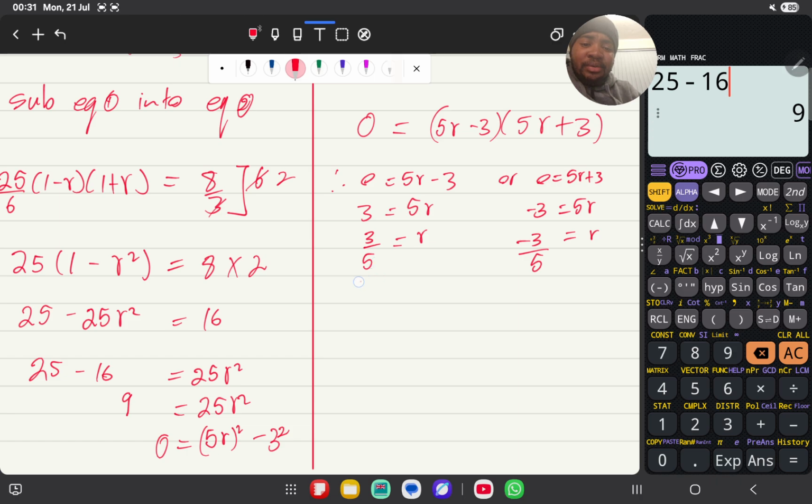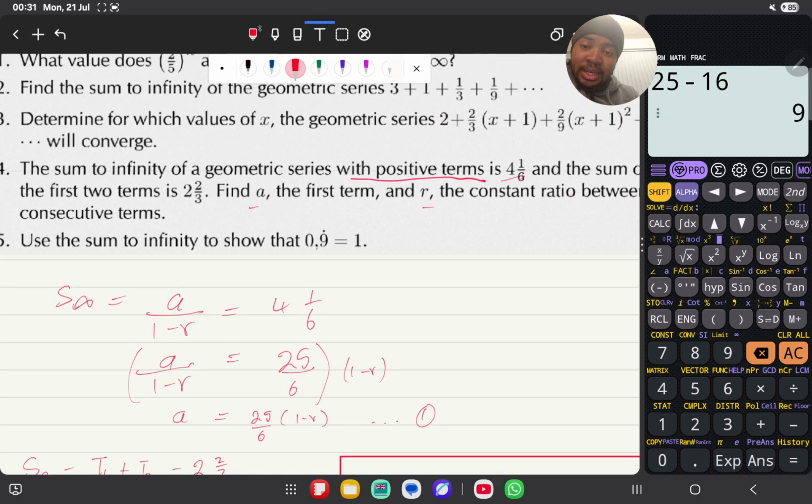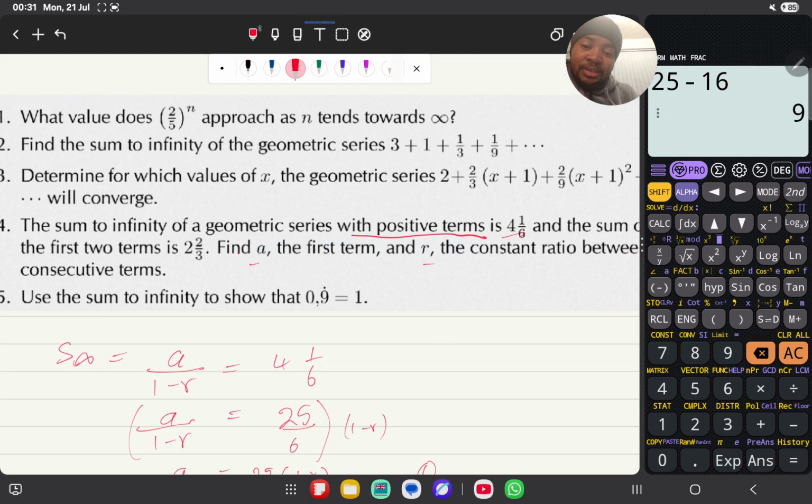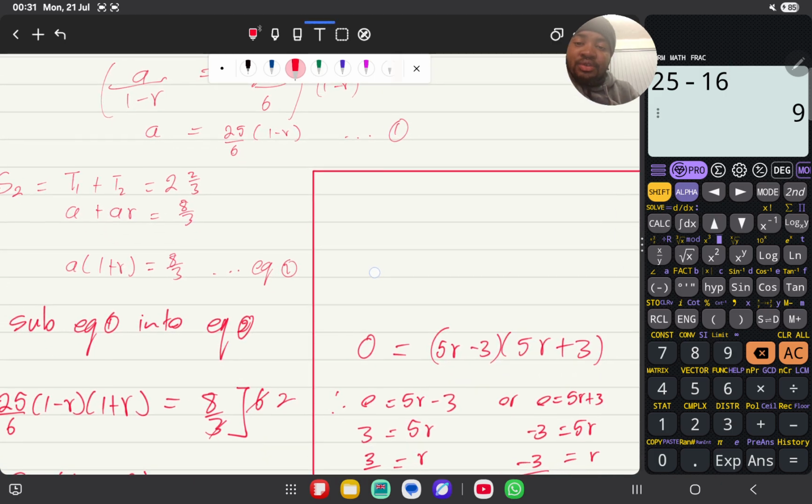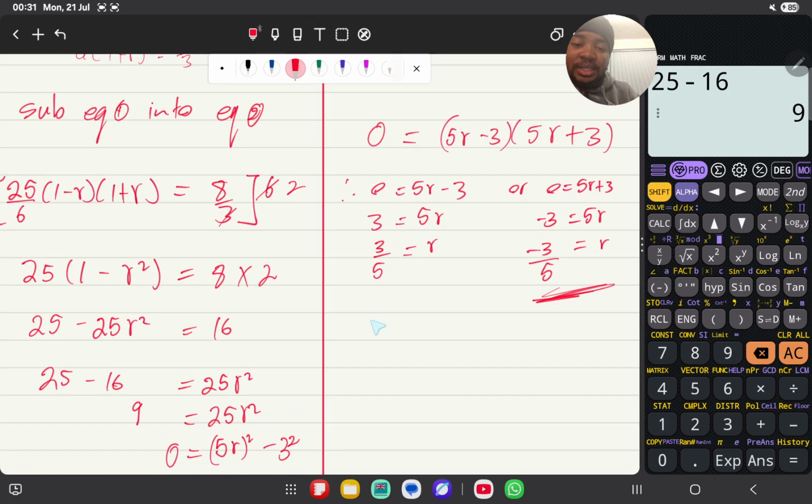But it's okay. It's fine. We are very sure that the negative r cannot work because it's going to give us negative terms, and here the series has positive terms, right? So we can use this formula that says a equals to 25 over 6, 1 minus r.